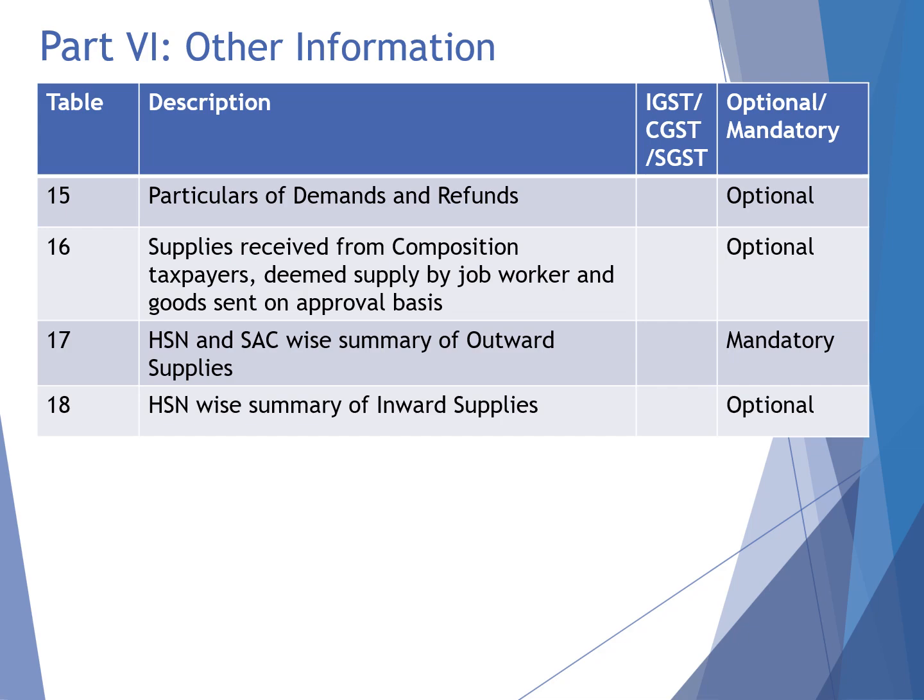Table 18 requires the HSN-wise summary of the inward supply, which is also optional in nature. Table 17 requires the HSN or SAC-wise summary of the outward supply.